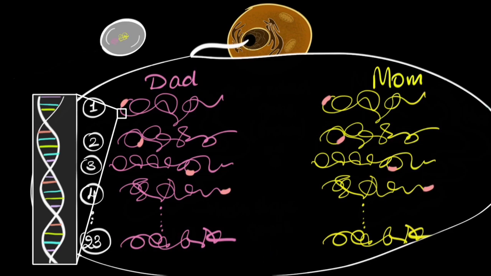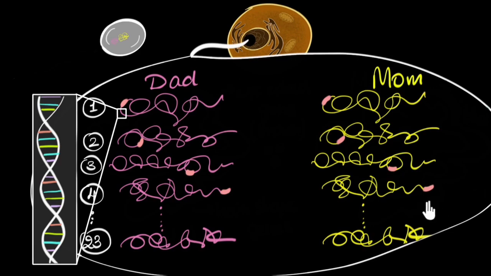We are unique. So we can thank sexual reproduction for this uniqueness. I mean, think about it. In asexual reproduction, there's only one parent, and so the kid will just get one copy of this DNA. So the kid will look exactly like his parent. So sexual reproduction makes us unique.